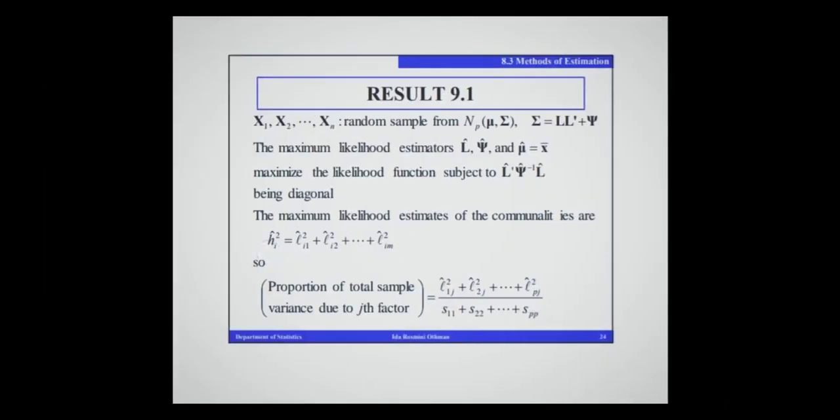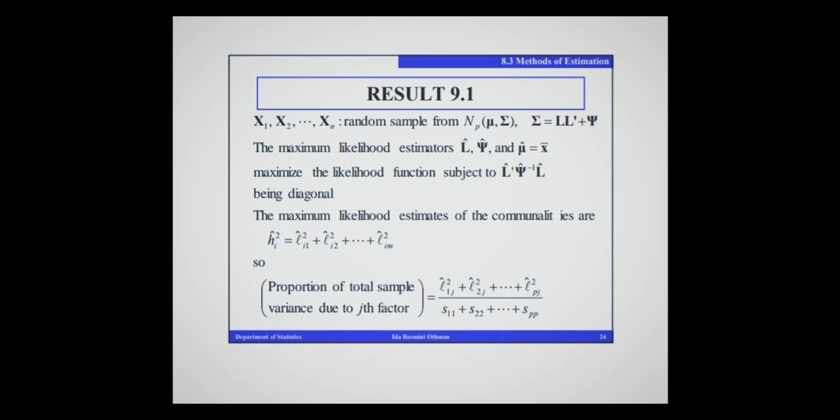The formula to find hash I square, which is the communalities, you need to square the factor loading for each of the variables that you have. So you akan dapat hash I square. And then nak cari proportion pun sama. The communalities divide dengan total of the variance.